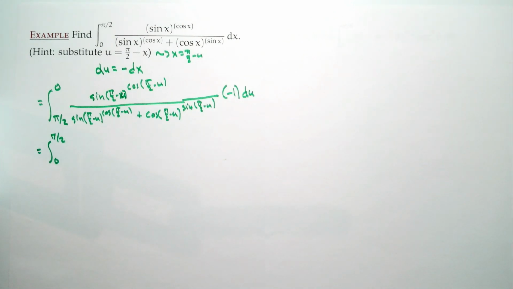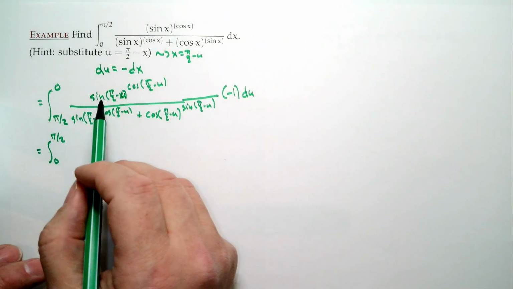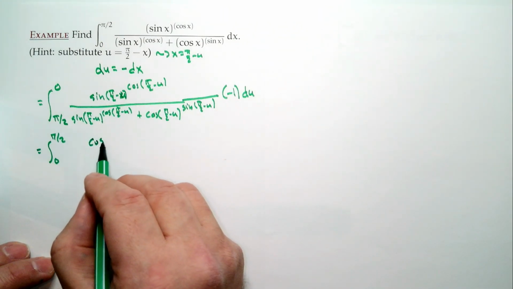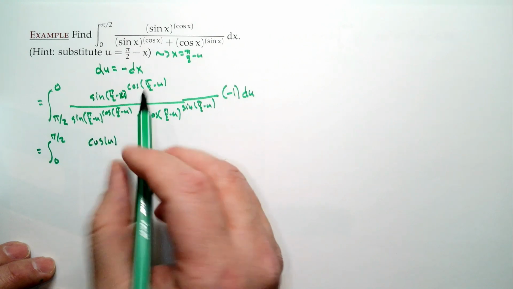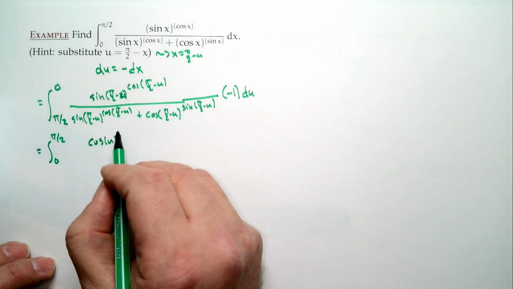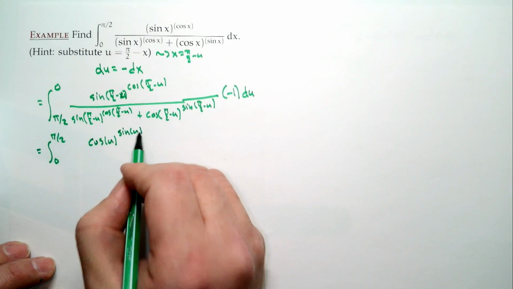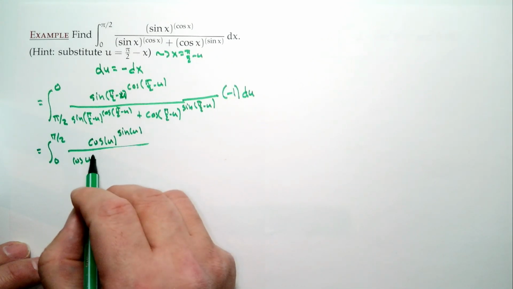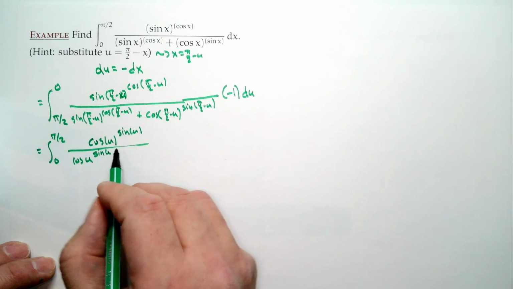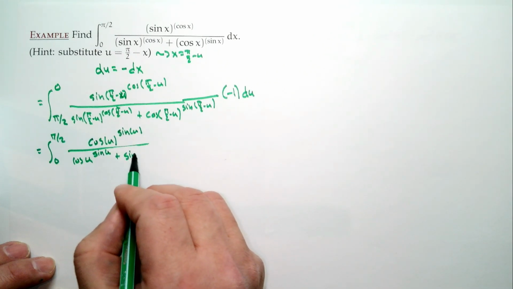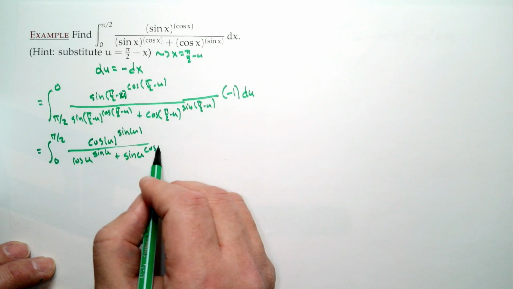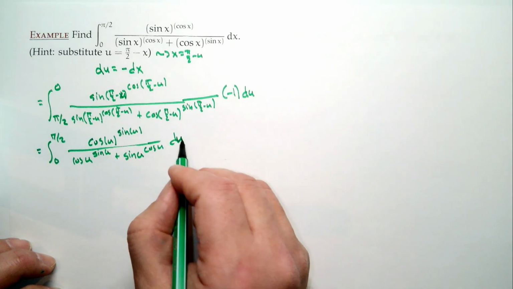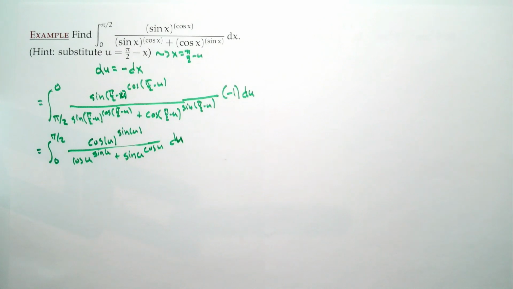So what does that allow us to say? Well, that says that this sine of pi halves minus u is really just cosine of u. And this exponent, cosine of pi halves minus u, is sine of u. And do the same thing downstairs. So cosine of u to the sine of u, and then plus sine of u to the cosine of u, du. All right. So far, so good.